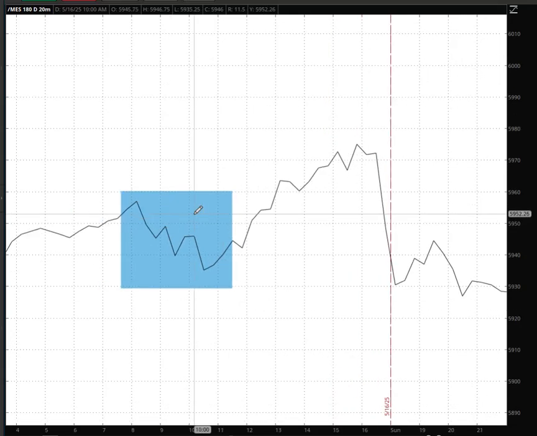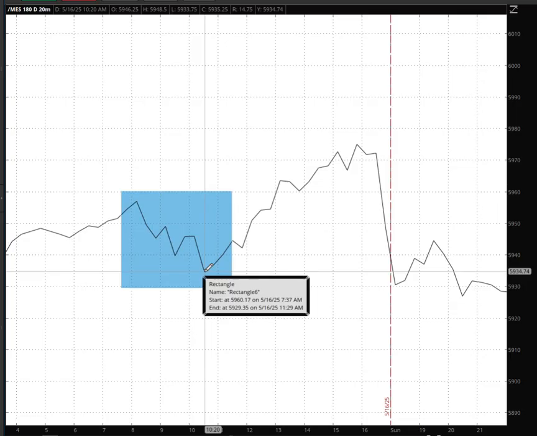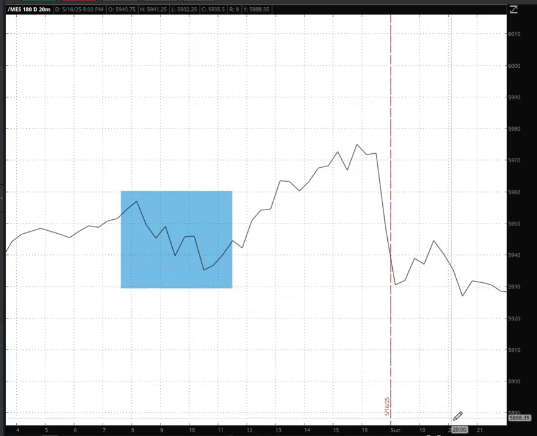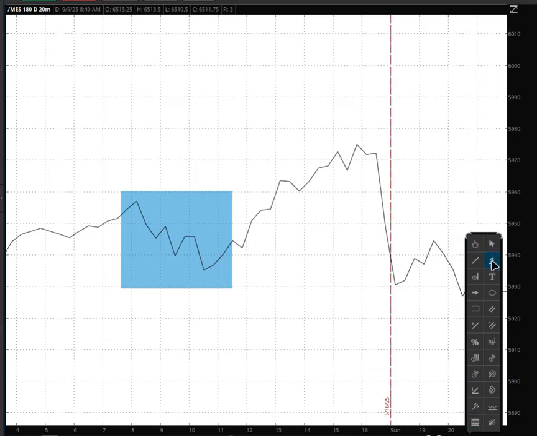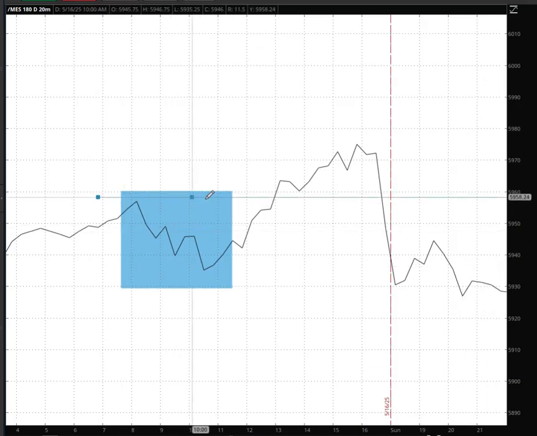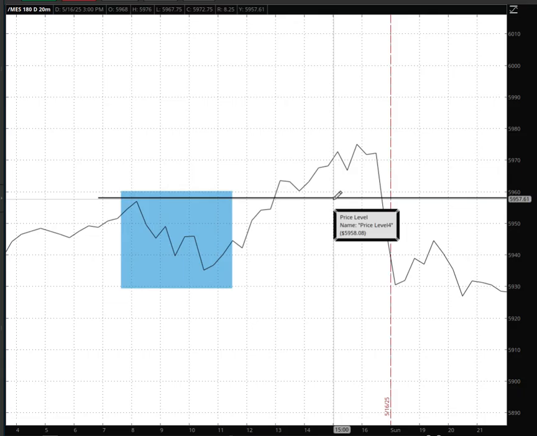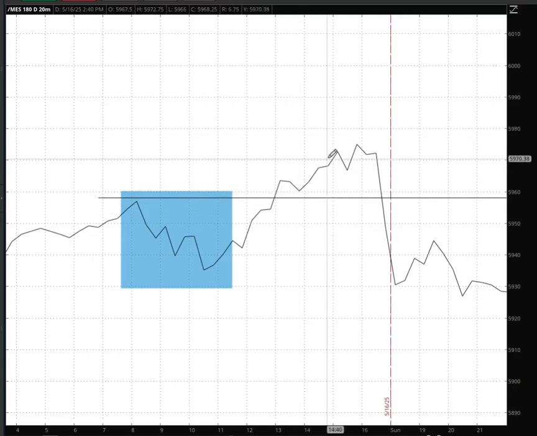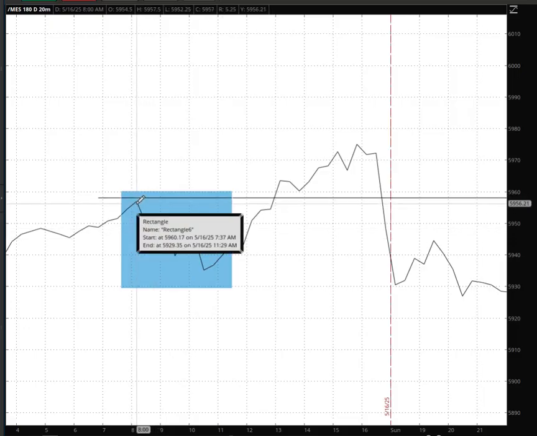Here's another one, okay. This fractal here is very similar, identical to the fractal this morning. And it's suggesting, okay, that if we break the top of that fractal, for a day trade, it'll go up. Now in this example here, we only went up just a bit, okay? And then when it broke the bottom here, it went down further, okay? So look at the fractal here. Okay, when did that occur? That occurred on May 16th at 7:37 in the morning.